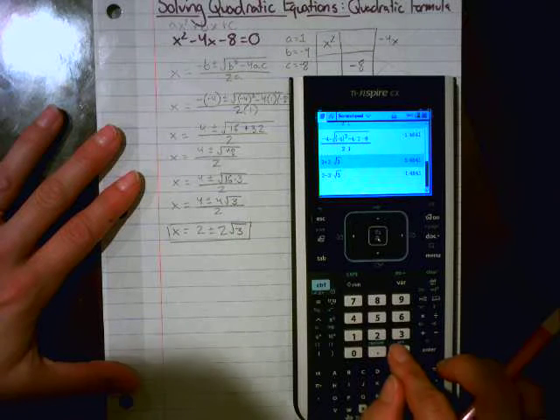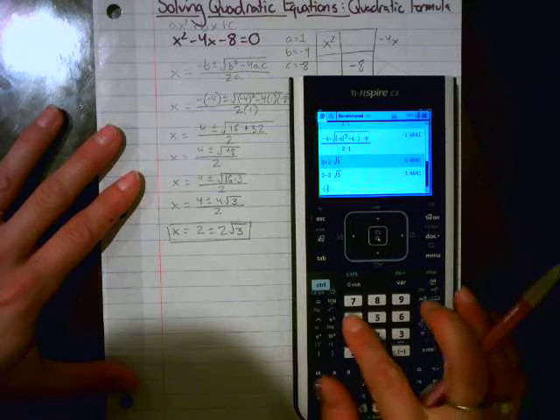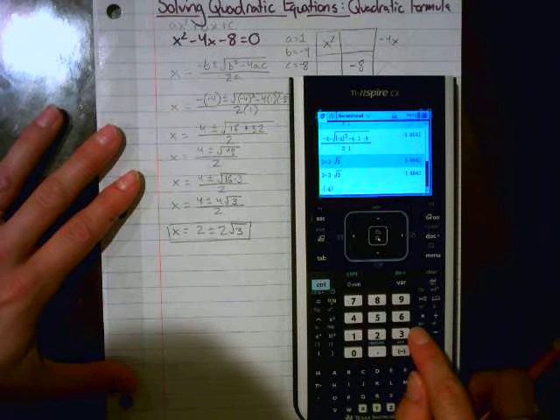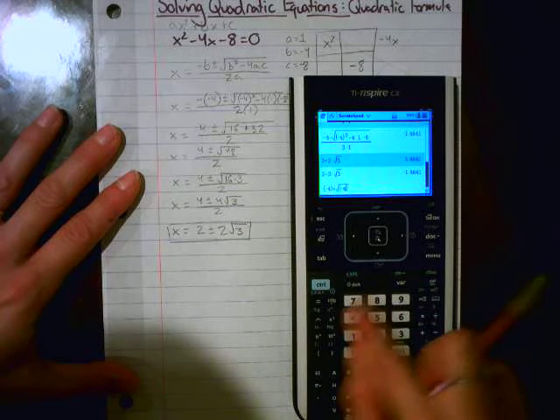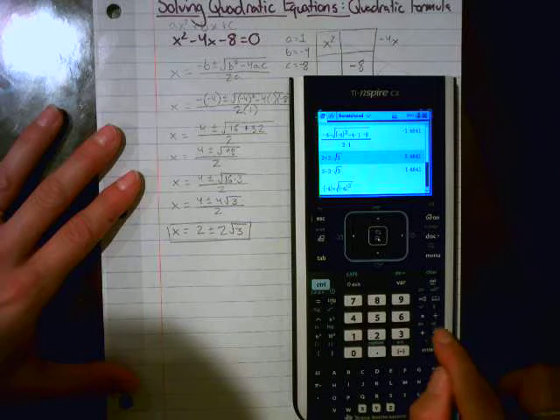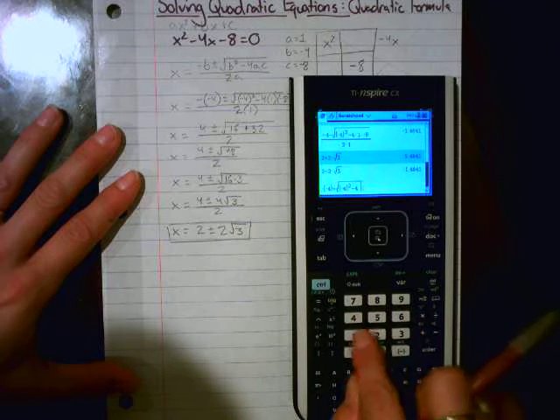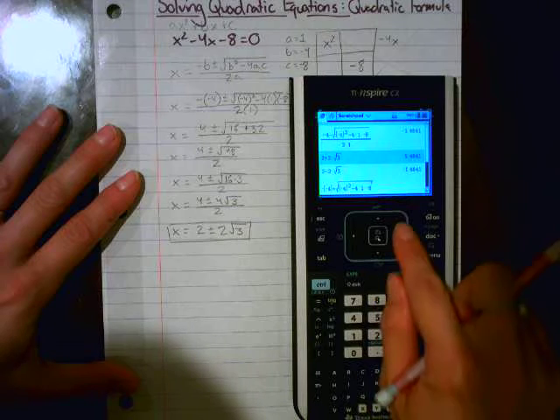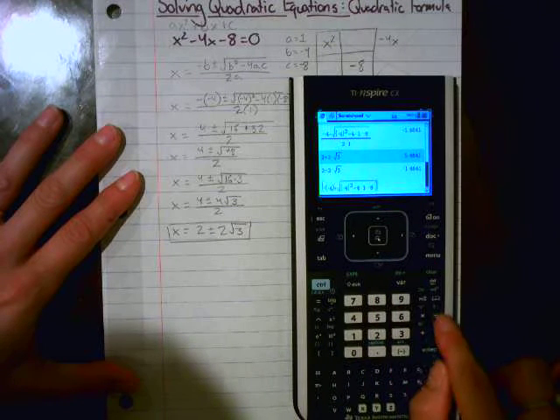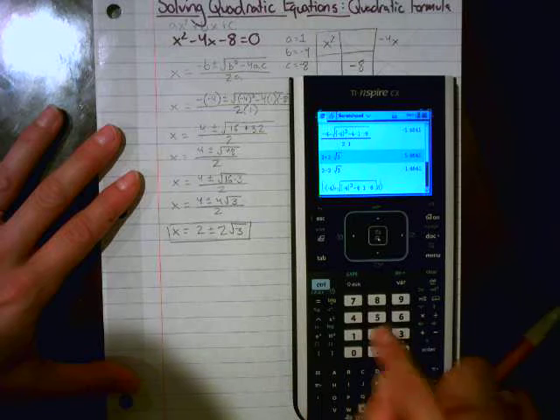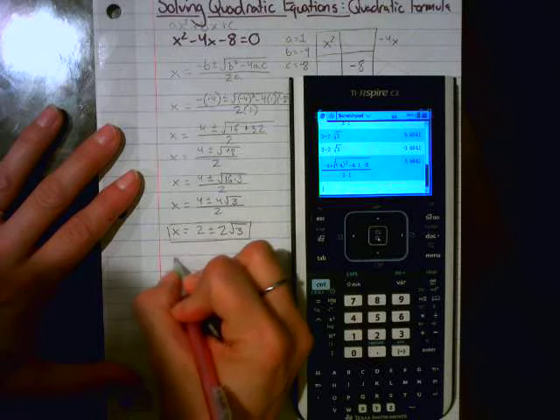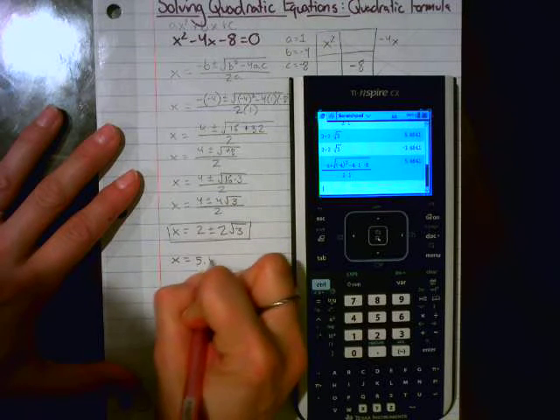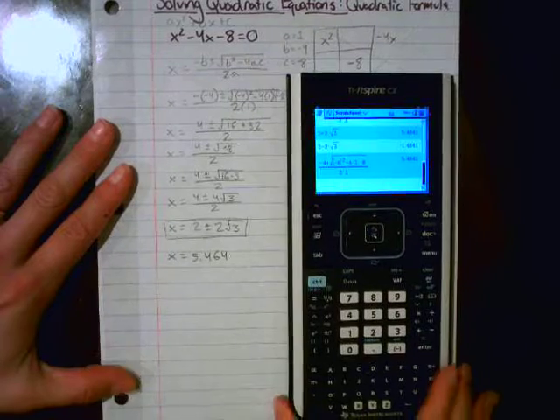So let's take a look. If I had negative 4, and you don't have to just do it as two separate ones, so let's do plus 4 first, plus the square root of negative 4 squared minus 4 times 1 times negative 8, all of that divided by 2 times 1. Let's take a look. x equals 5.464. Okay, so that's one of our solutions.